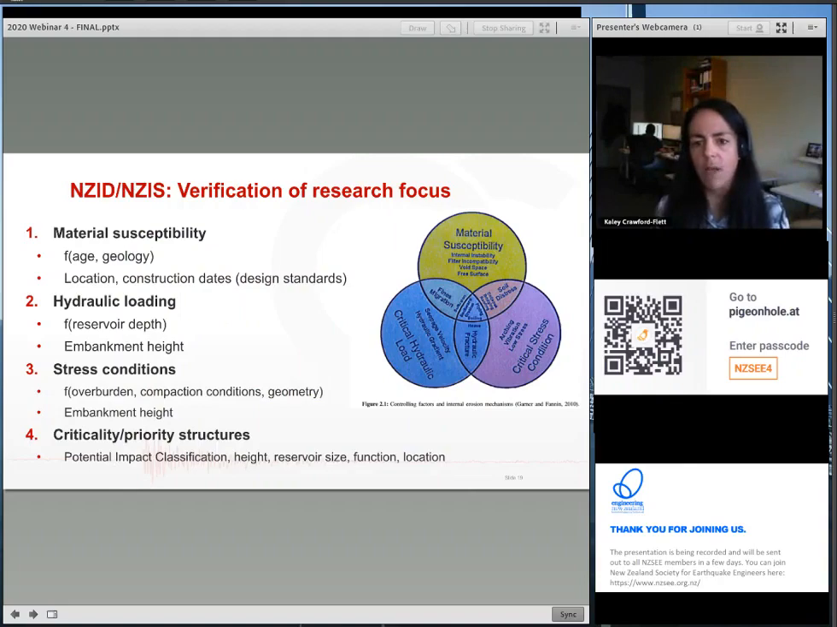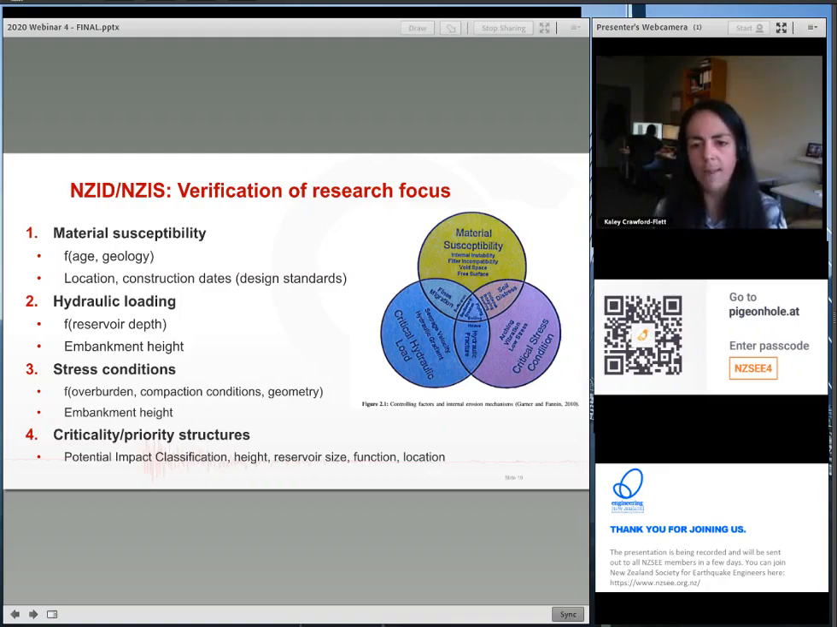What we initially did was look at national inventories for verification of our research focus. If we're going to look at the combined influence of materials, hydraulic loading, and stress condition, we need to understand these things. So our material susceptibility is mainly a function of design standard and geology. By creating a national inventory, we gain a perspective around locations of our structures, therefore geology, along with our construction practice at the time of design.